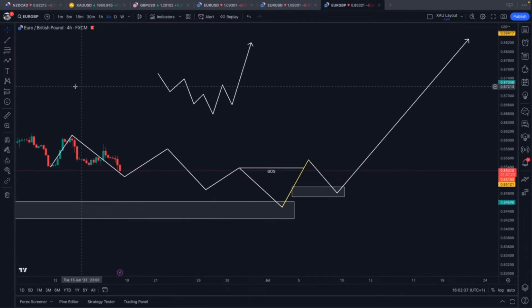So what was I going to say? I'm just trying to figure out a way of being able to show you all more fractally, but it's going to be difficult.